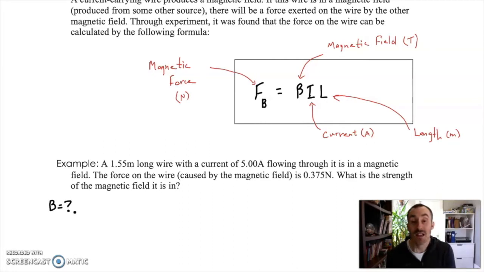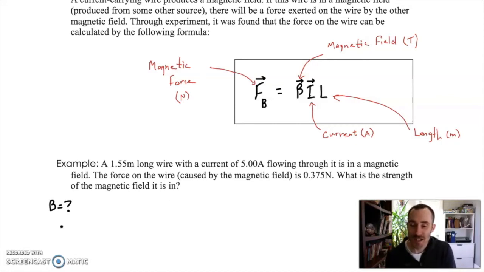Okay, now technically field strength, or technically magnetic field, is a vector. It should have a direction on it. And so up here in our formula we should be putting a vector symbol on the B, a vector symbol on the force, and a vector symbol on the current. Length is not a vector, it's just how long something is. We're not going to deal with the directions just yet, but we will in just a minute.